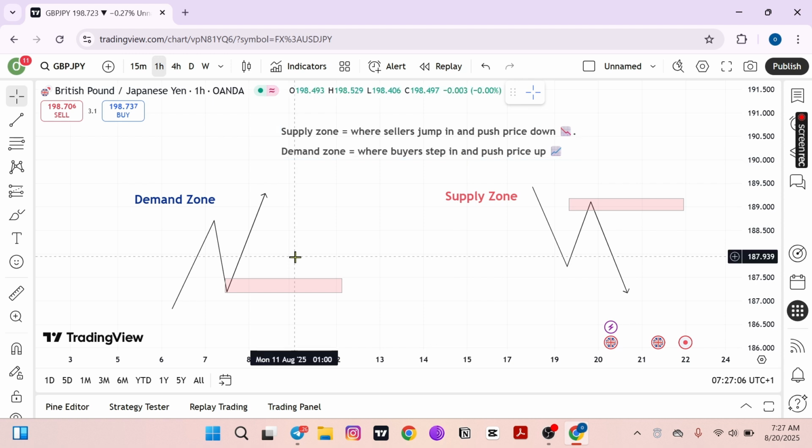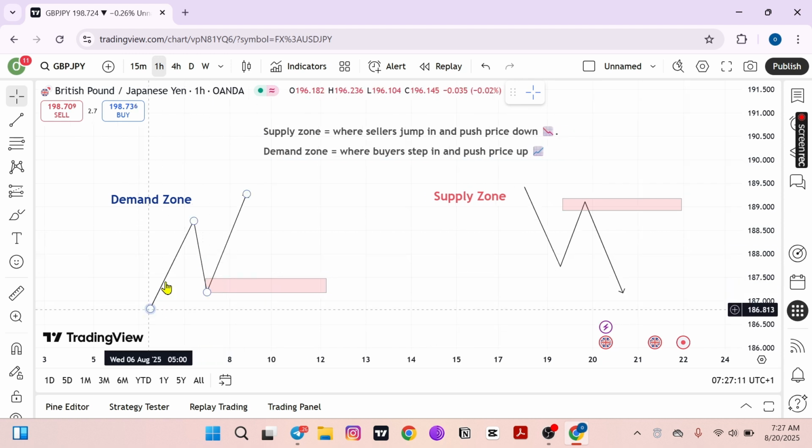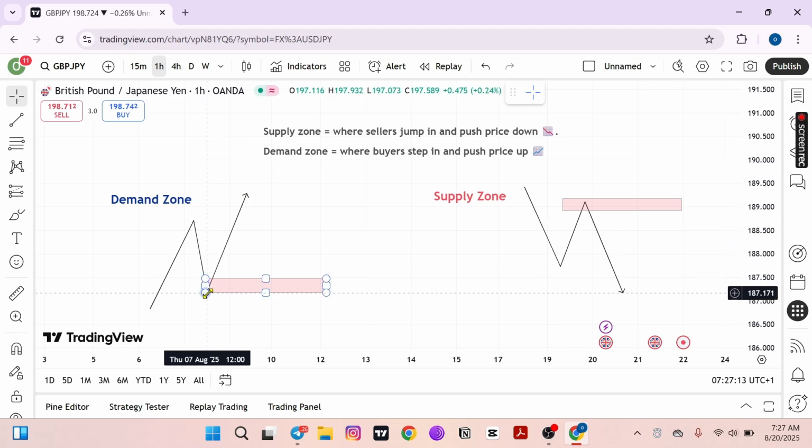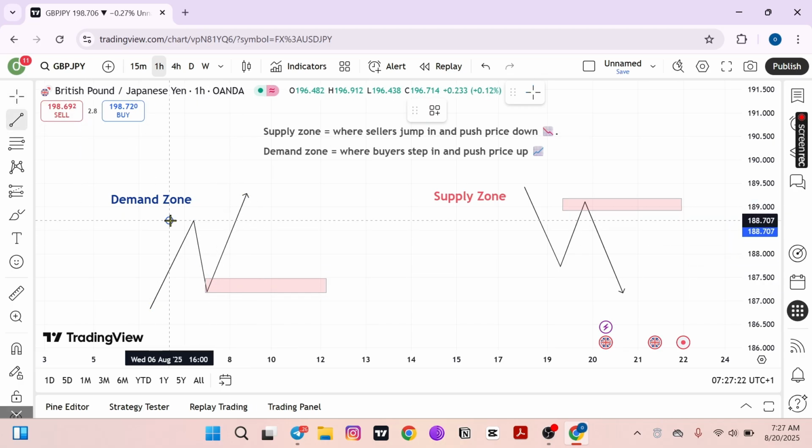Now, let's look at this. This is an example of a demand zone. As you can see, price went up. Now we trace back. Price went up here, and now price broke this particular high. The market structure has already shifted.